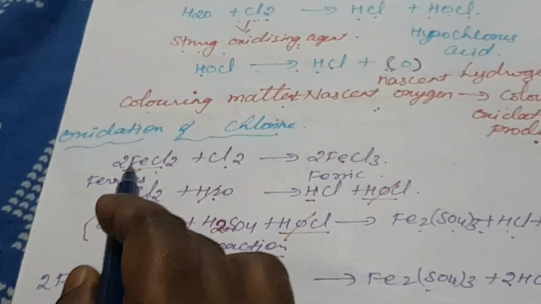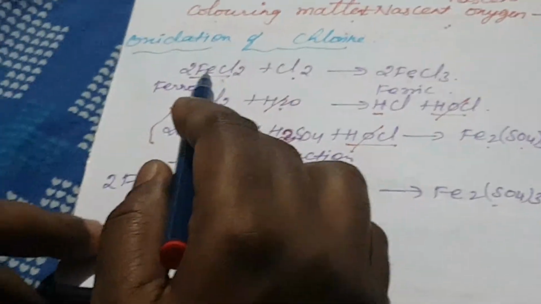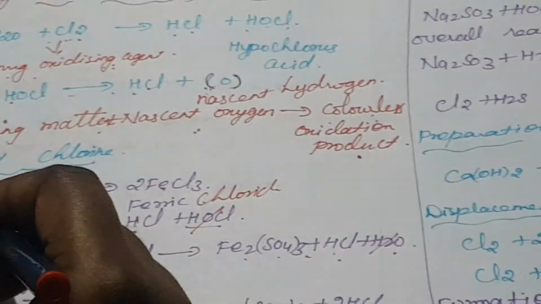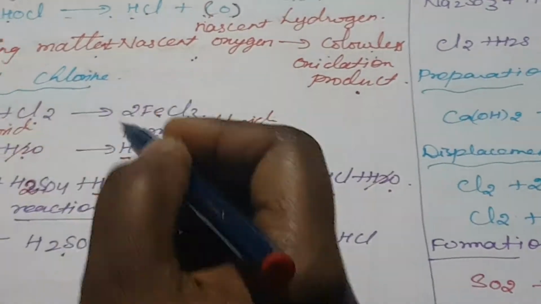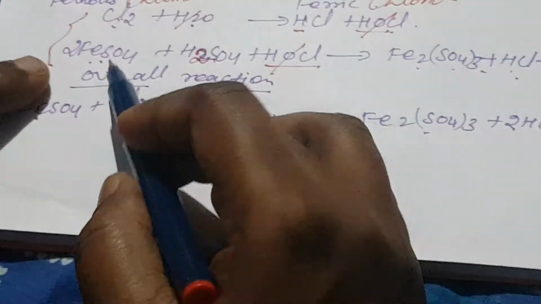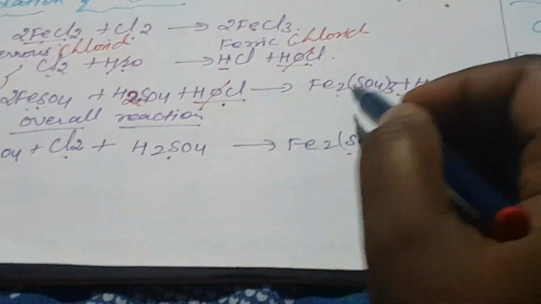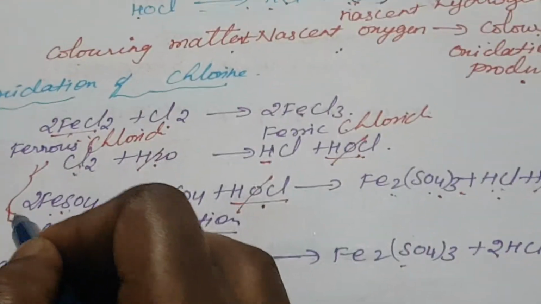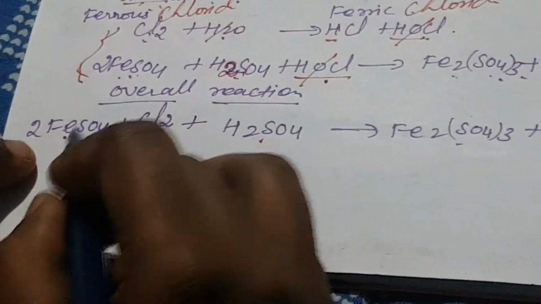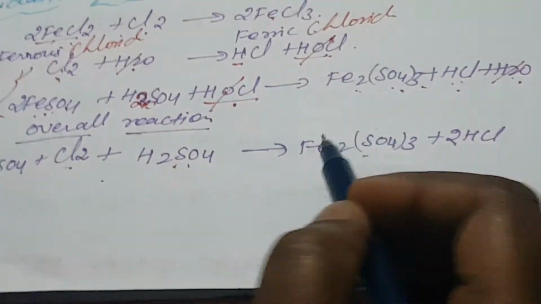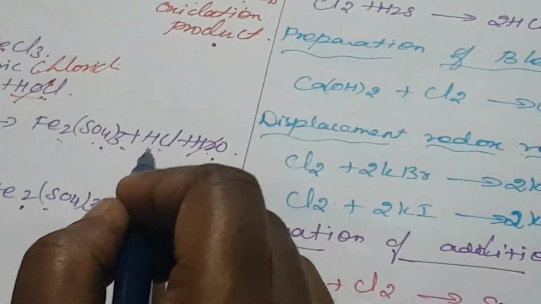Okay, once again, this is the first equation: oxidation by chlorine, where ferrous chloride is converted into ferric chloride. Chlorine with water forms hydrochloric acid and hypochlorous acid. Ferrous sulfate and sulfuric acid with hypochlorous acid form Fe2(SO4)3 plus HCl plus H2O. Combine the two equations; only these two combine to form the overall equation. Ferrous sulfate, chlorine, sulfuric acid, with hypochlorous acid cancelled, gives Fe2(SO4)3, then 2 molecules of HCl, and H2O will be cancelled.